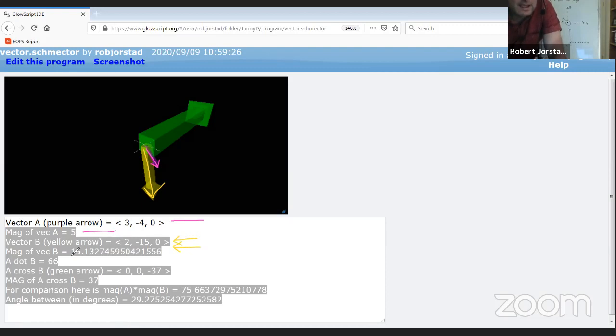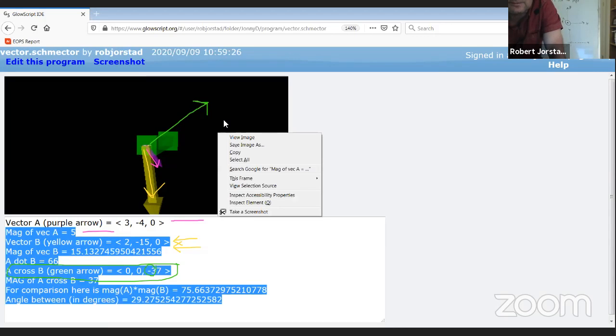And then the dot product. We aren't worried about the dot product. We're worried about the cross product right now, right? So the cross product is this. Now, you were saying, what does this mean physically? And I'll explain that. So that's this green arrow right here. So notice it's going negative k hat into the page.